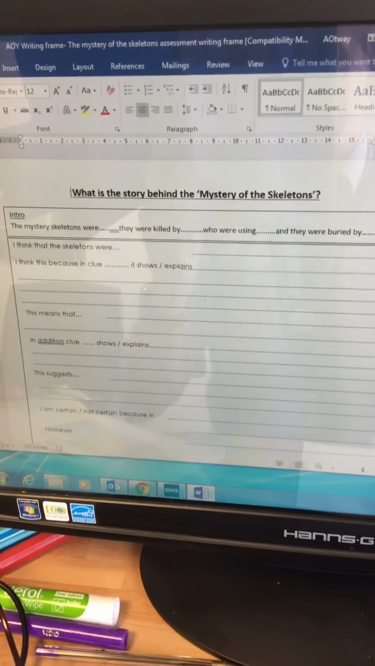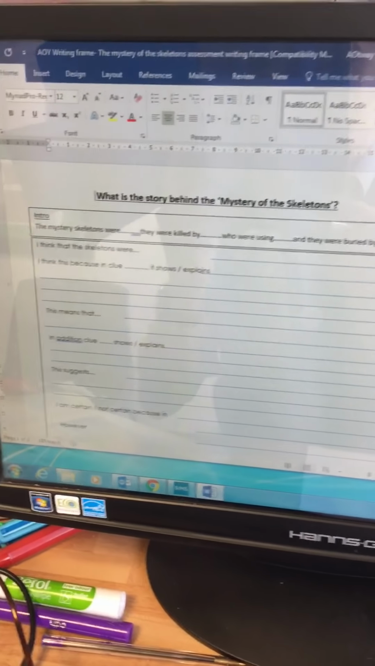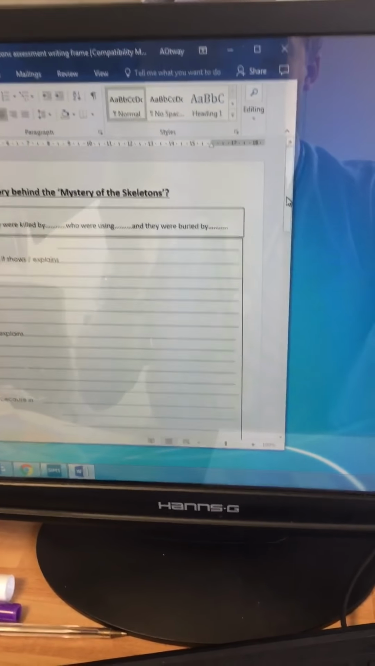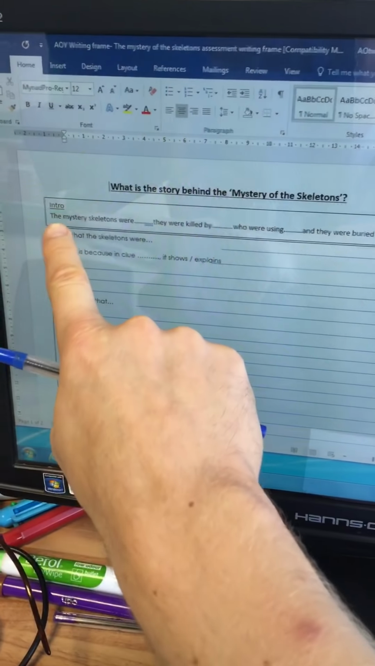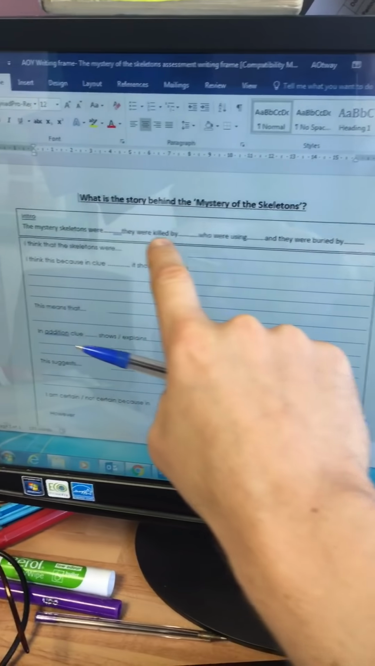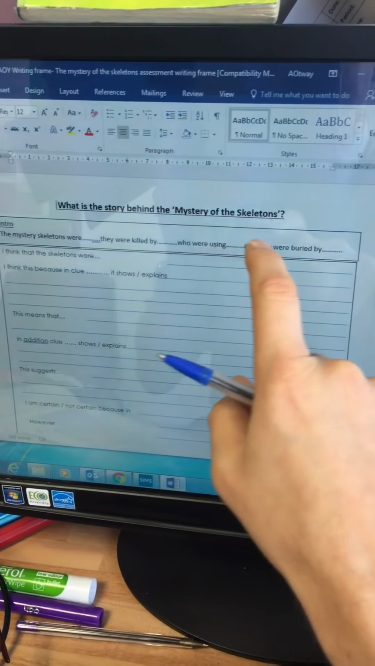Right, well, you've been given a writing frame and it looks something like this. So you're going to write the mystery skeletons were, whoever you think they were, killed by so-and-so, who were using so-and-so, and they were buried by. In history, you always start by saying what your answer is. Just briefly, you don't have to explain anything, you just say this, this, this, this.